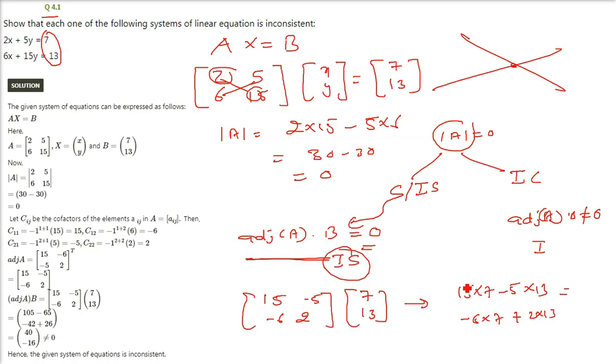So you get 105 minus 65 here, and that is going to be 40, and here you have minus 42 plus 26. So 40 and minus 16 will come, and that is not equal to 0. As I said, when it is not equal to 0, that means it is inconsistent. Inconsistent, right?